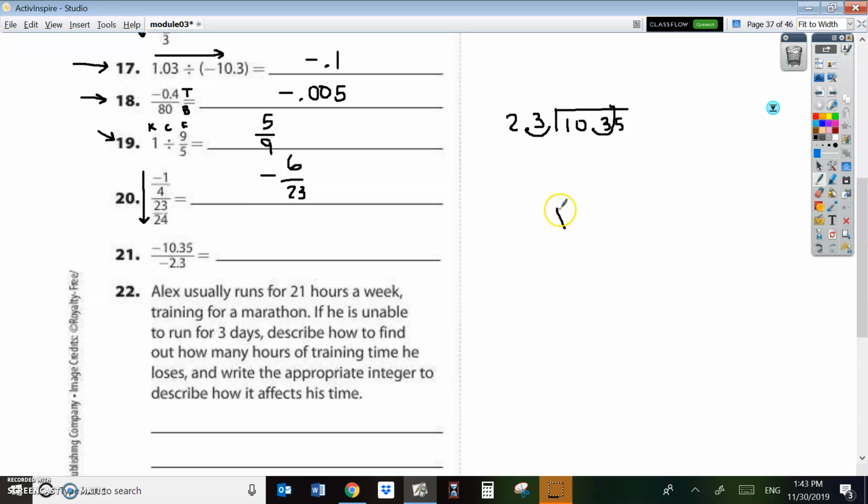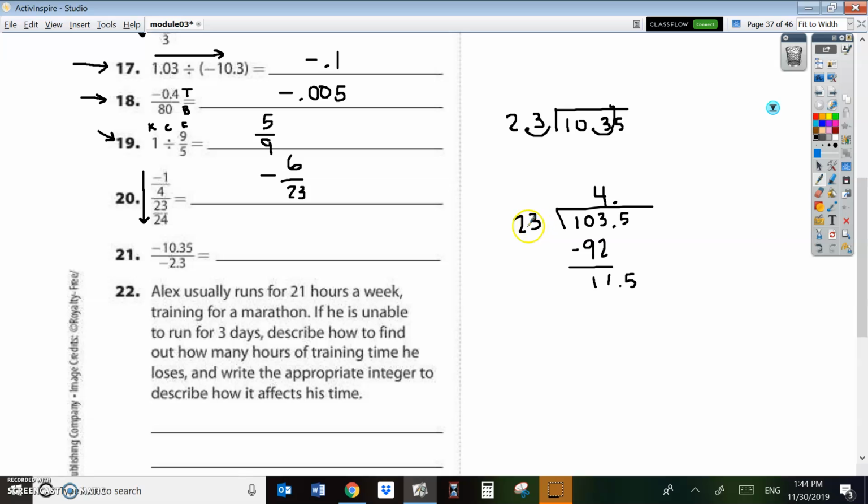So that's sloppy, so I'm going to try that again. So it's going to be 103.5 divided by 23. 5 times 20 is 100. 5 times 23 is going to be larger than 103, so it has to be 4 times 23. 80 plus 12 is 92. Subtract, you get 1, 15. Bring your decimal straight up.